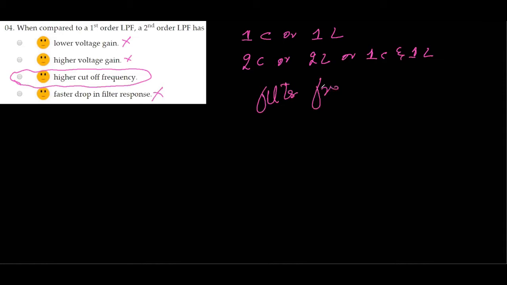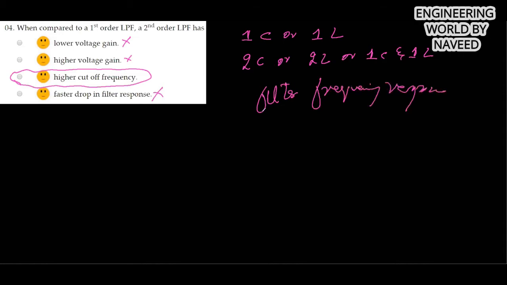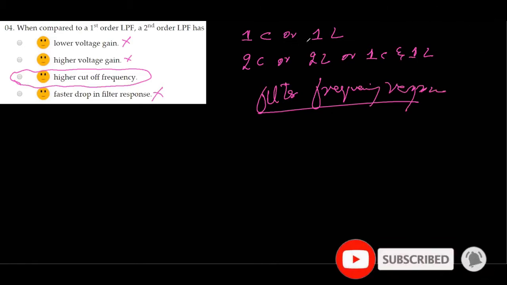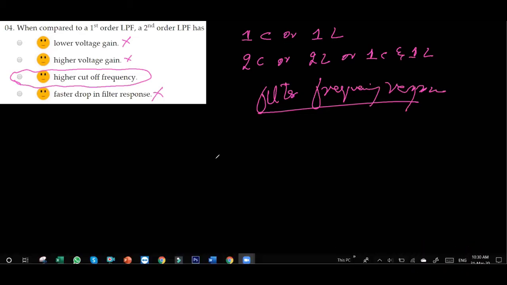Filter. The frequency response is affected by these active components, and we find the order of the system from these active components. Okay, so the low pass filter will be like this.